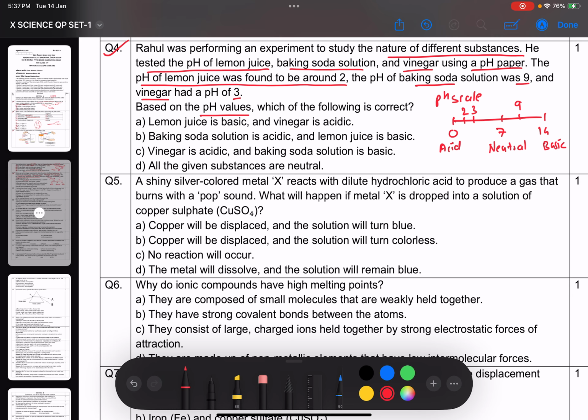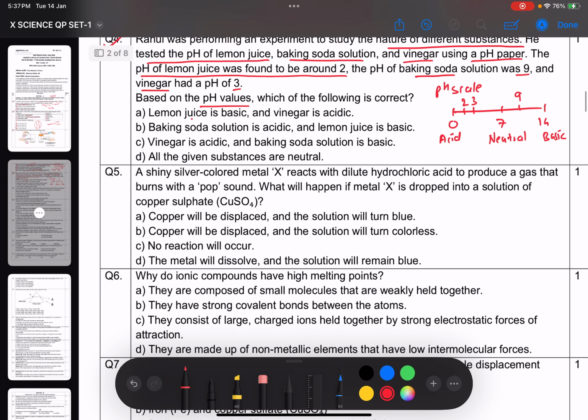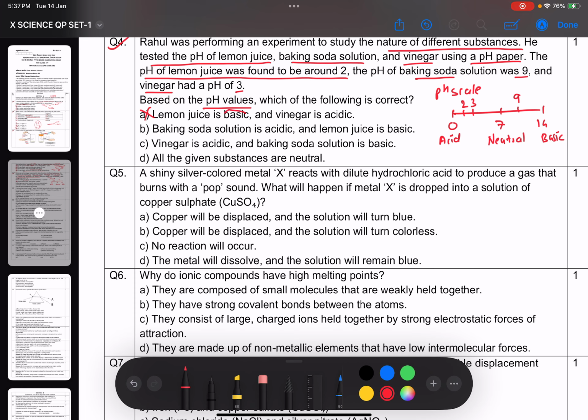So let's check the options. Lemon juice is basic. No, lemon juice is having the pH of 2, so it will be highly acidic. So this option is wrong. Baking soda solution is acidic. Baking soda is having the pH of 9. It is in the range of basic solution, so it will be basic, not acidic.